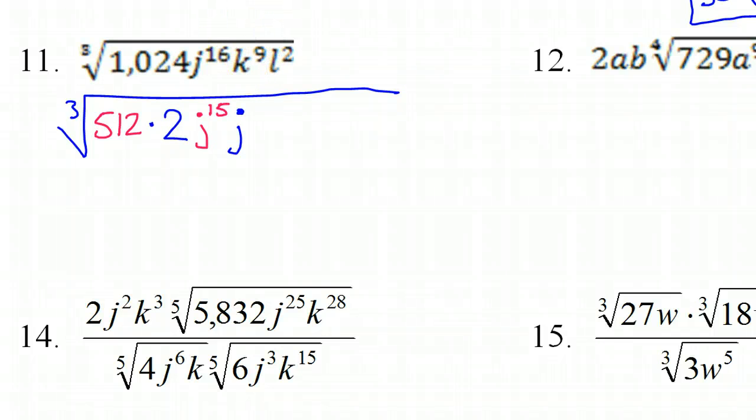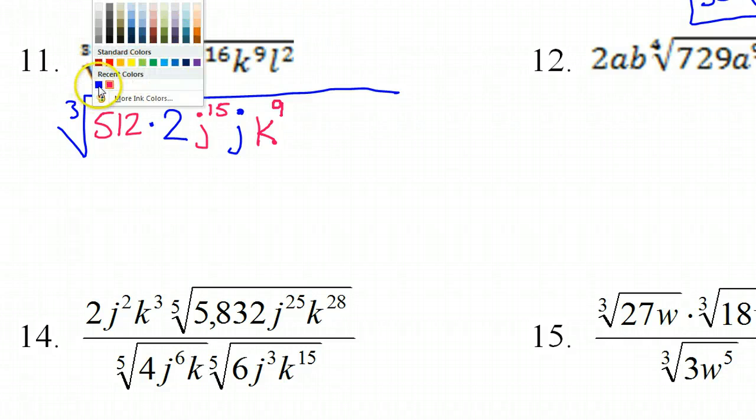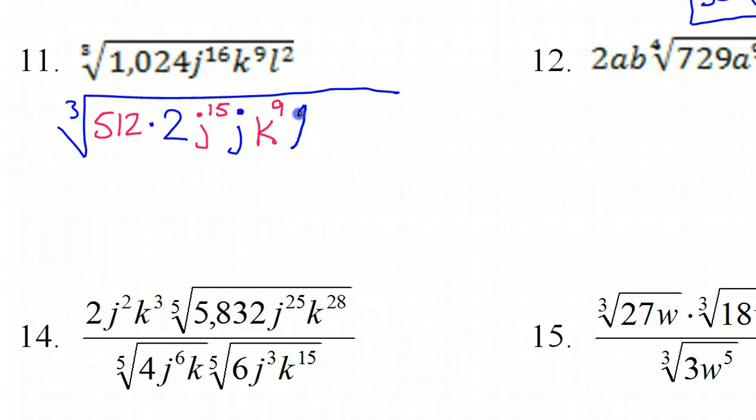Now, how about the k's? Are they ready to go, or do I need to break this up? The k's are ready to go because 9 is divisible by 3. What about this L? L to the second power is not divisible by 3, but there are no numbers less than 3 to work with. So I'm just going to be stuck with L to the second power, L squared.